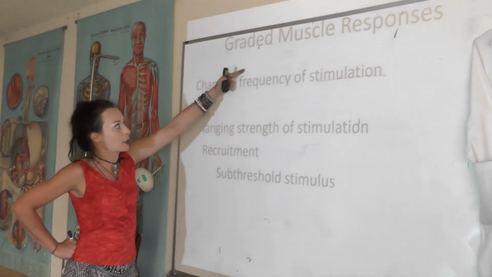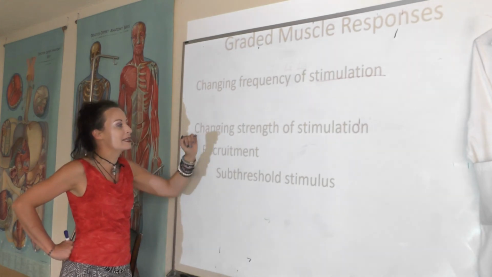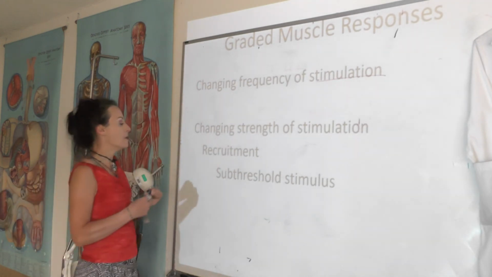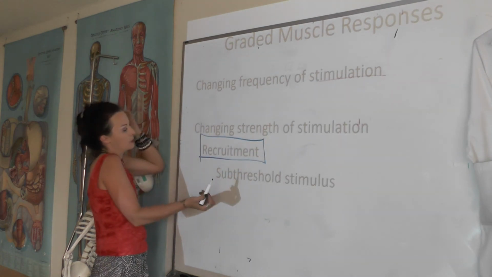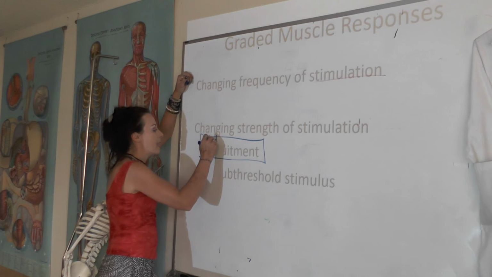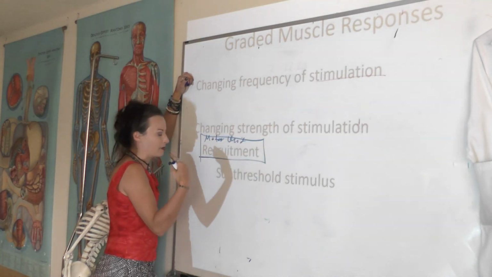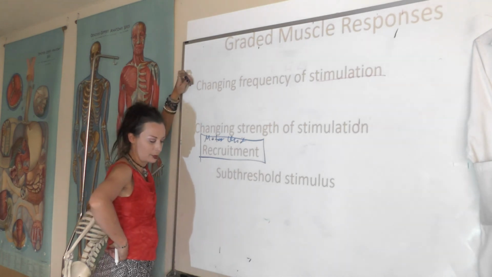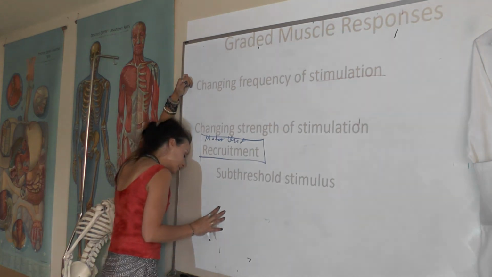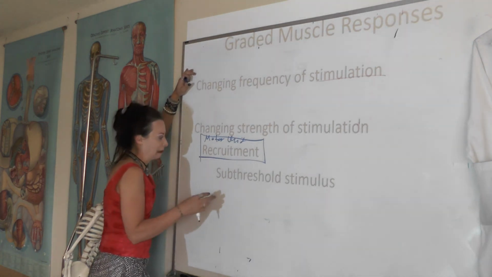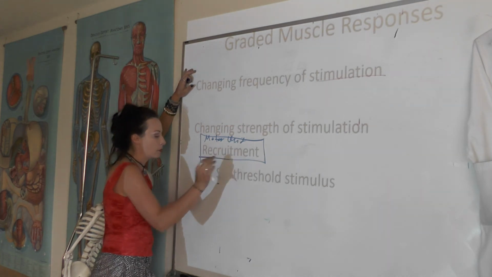So the other way that I can grade a muscle response is that I can change the strength of stimulus to that muscle. And what occurs then is what everyone calls motor unit recruitment. Your nose wasn't a muscle, but it's relevant and relates. As you need to do more and more, you're going to recruit more and more motor units.